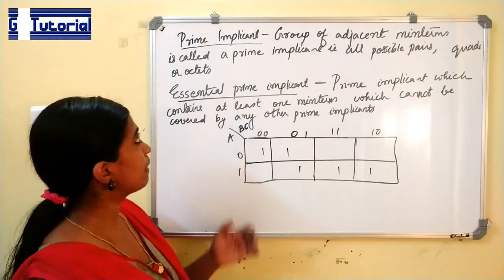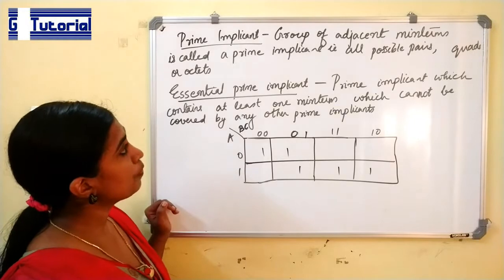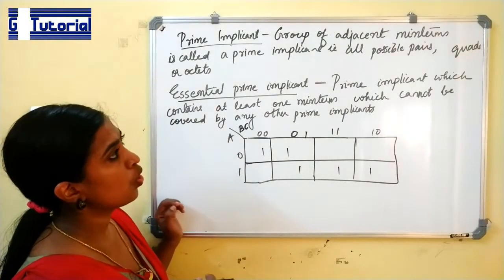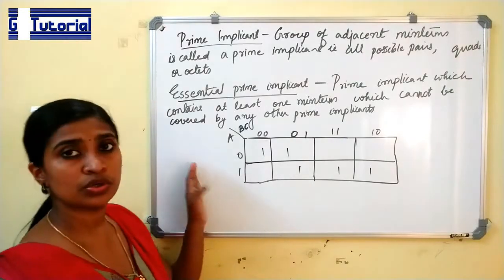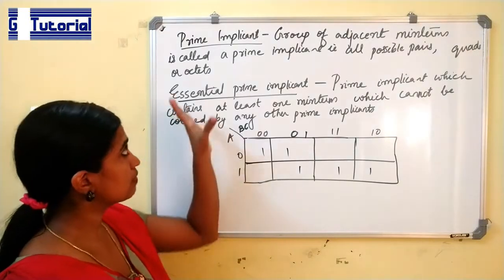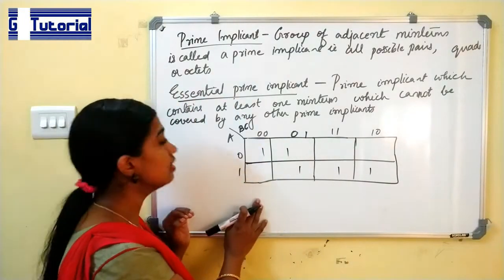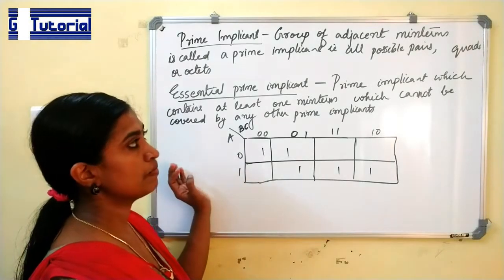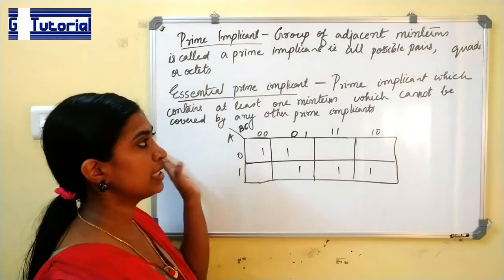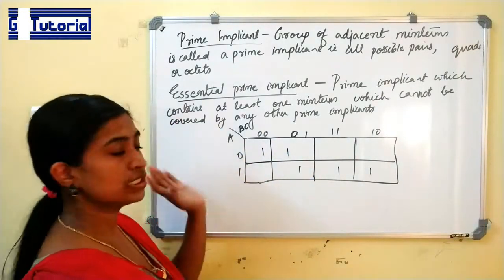Next, let us see what is meant by prime implicant and essential prime implicant. A group of adjacent minterms is called a prime implicant. That is, all possible pairs, quads or octets are called prime implicants. We can understand this clearly by solving an example. Essential prime implicants are those prime implicants which contain at least one minterm that cannot be covered by any other prime implicant.